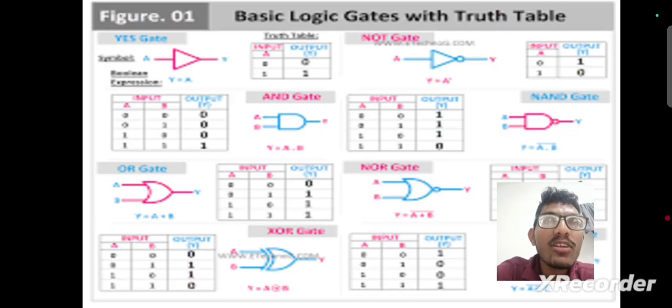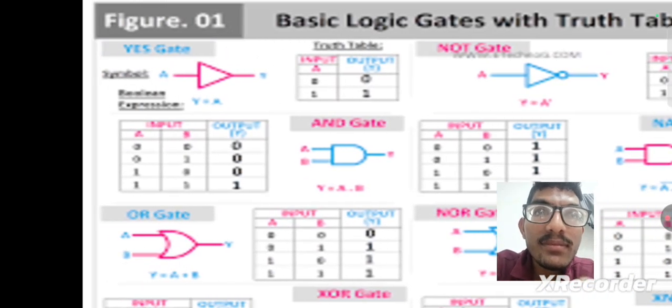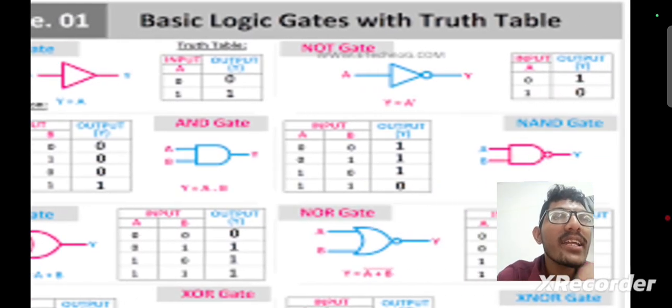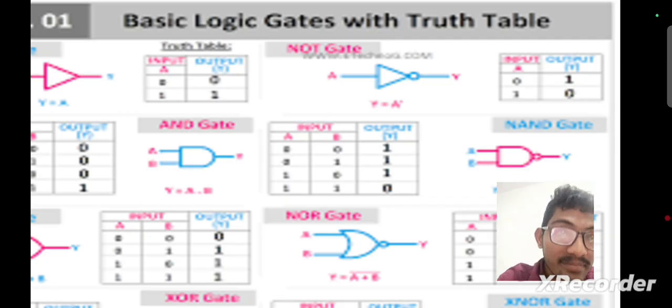Next, the basic logic gates with the truth tables are: basically the NOT gate is the reversal of the input which we take. If we take 1 as input and do the NOT gate operation on that input, we will get 0. If we take 0 as the input, then we will get 1 as the NOT gate operation.